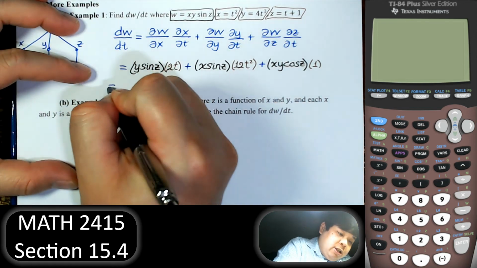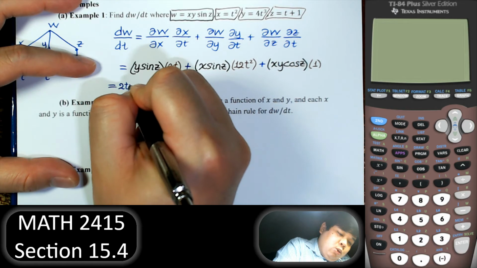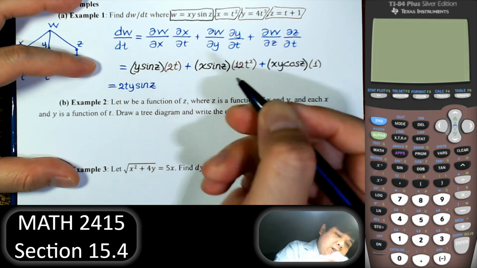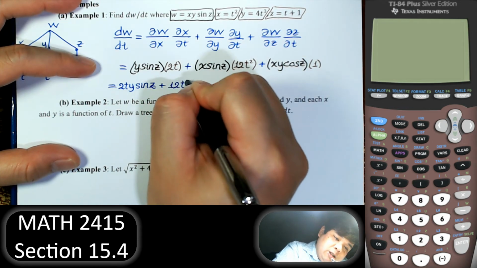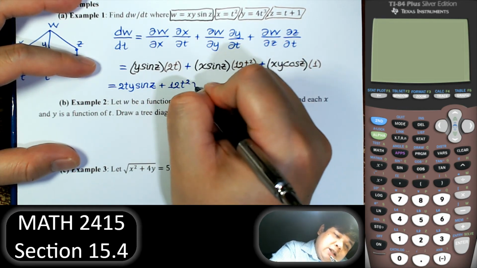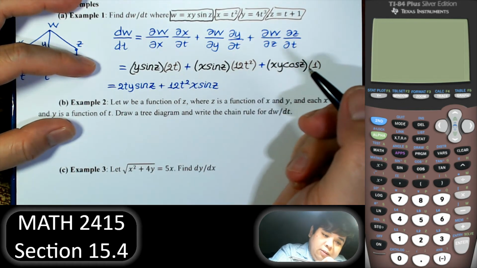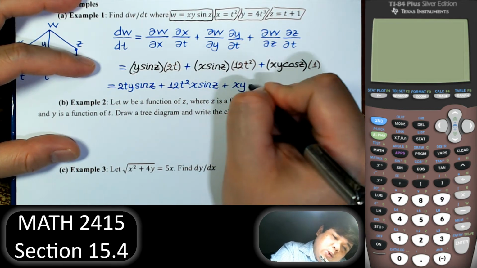Right, so first I'm going to put 2t in front, y sine z, and then 12t squared x sine z, and then xy cosine z.